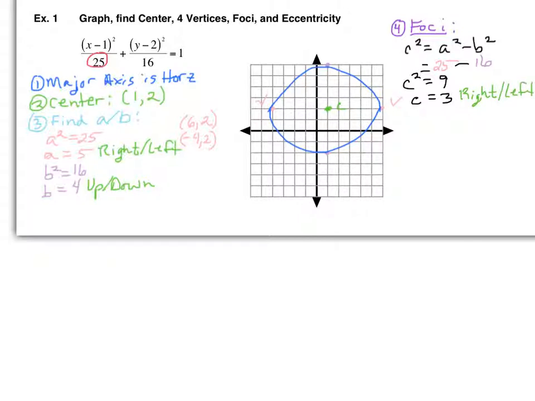And so 3 to the right puts us right here. Label it with an F. And 3 to the left. Label that with an F. And so then we want to name those ordered pairs. So what's the ordered pair on the right? 4, 2. And on the left, -2, 2. And then finally they want eccentricity. True? So let's find that.